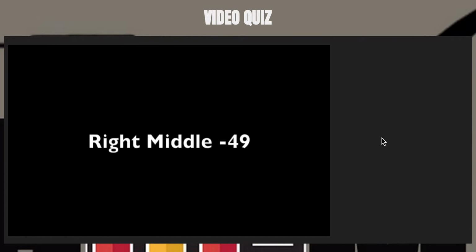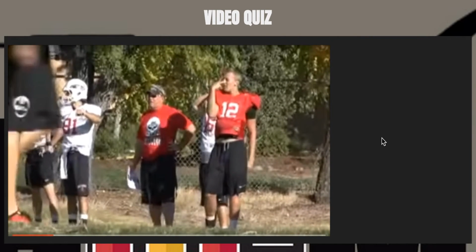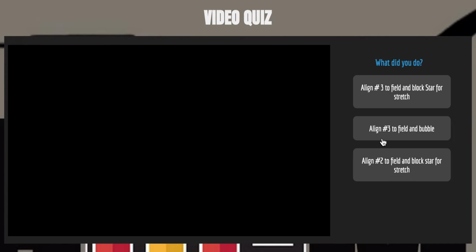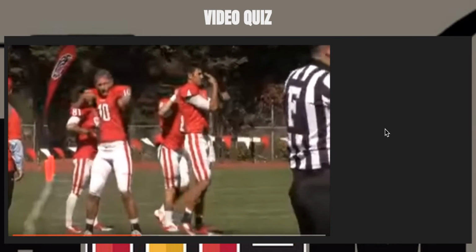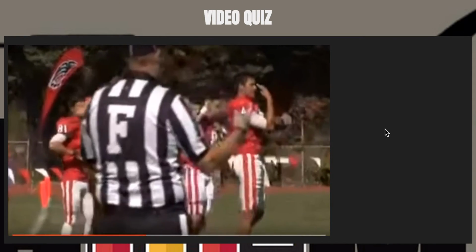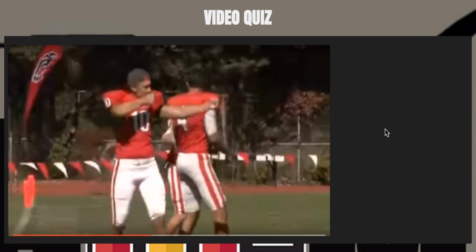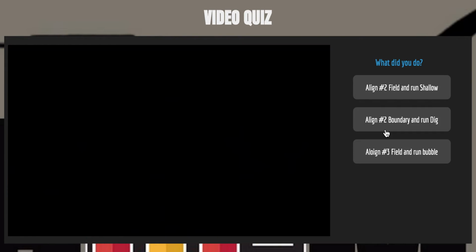So the process continues. Right middle minus 49. We have right middle really as the goalpost on the right. We get the signal. Question comes up. What did you do? A coaching point comes up. He continues on. And again, as this is happening, the player's seeing the signal, aligning, getting set, and then running their assignment at full speed.